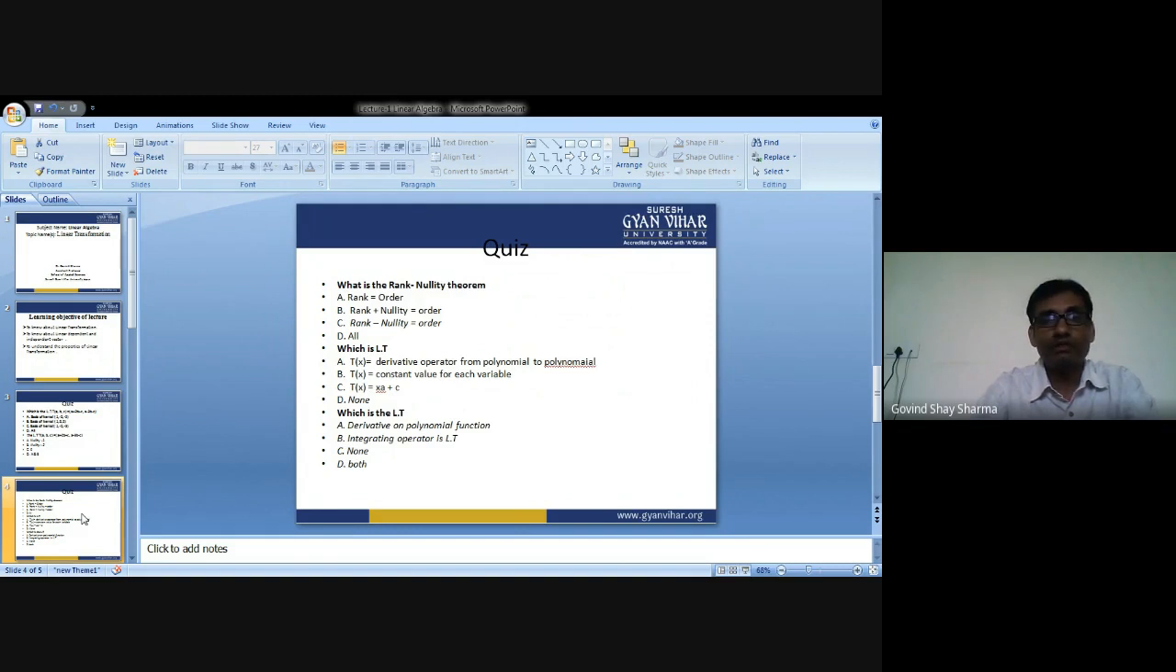What is the rank nullity theorem? Rank plus nullity is equal to order. That's right, B is the right option. Rank plus nullity is equal to order. This is also Sylvester's law.